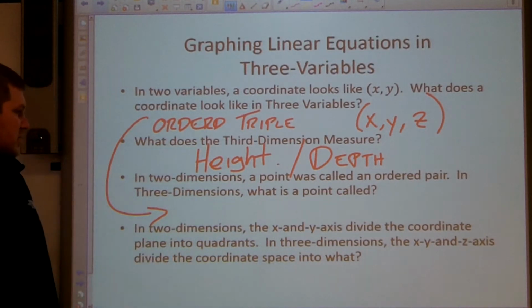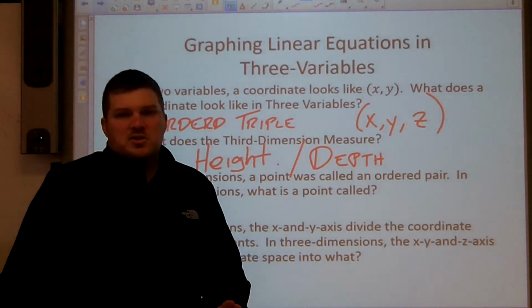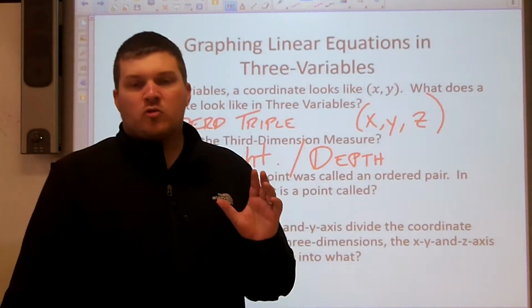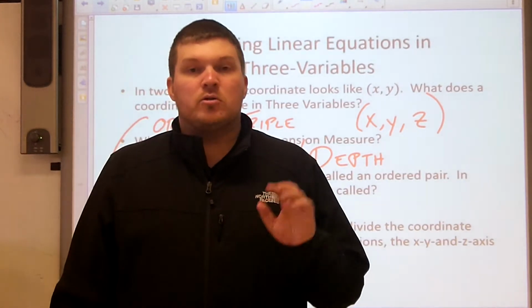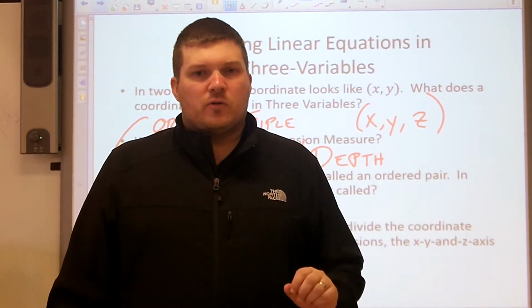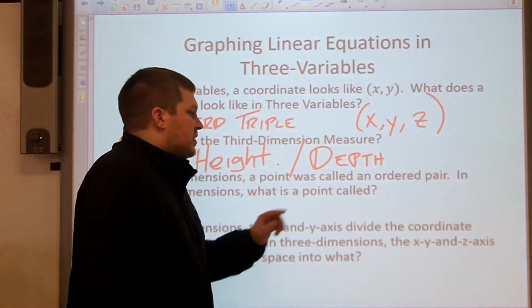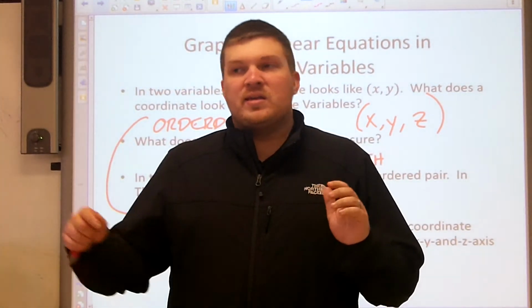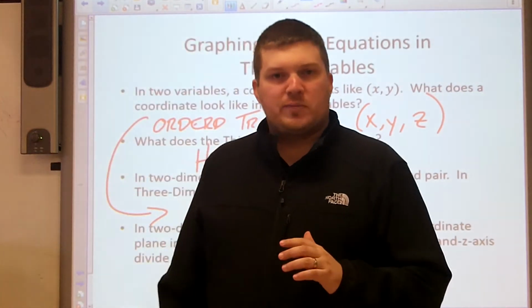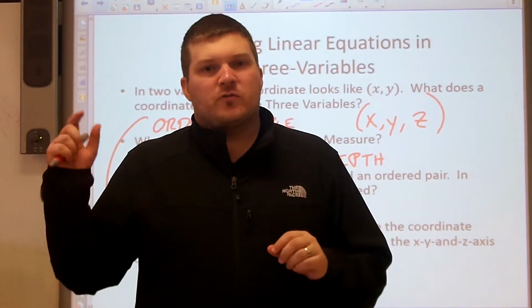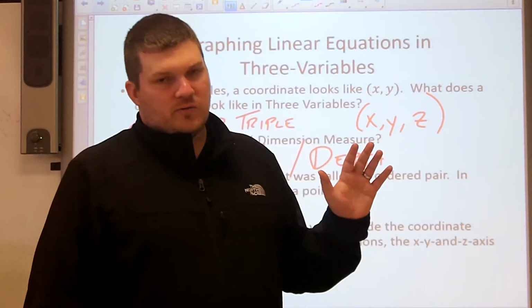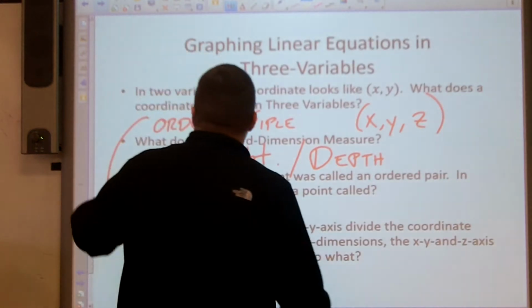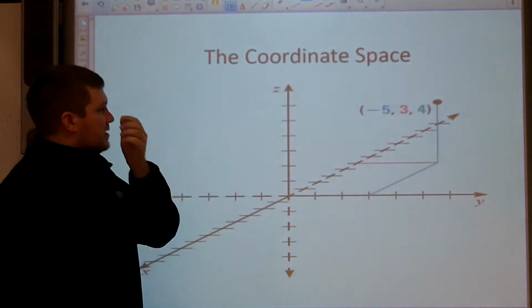And in 2 dimensions, the x and y axis divide the coordinate plane into quadrants: first, second, third, and fourth quadrant. But now we're also going to add the z-axis. We're going to divide the space that we live in, the 3-dimensional space, into octants. So a first octant, second octant, third octant, fourth octant. And then on the lower hemisphere, we're going to have another 4 octants. Octant, a Greek word, just means 8.